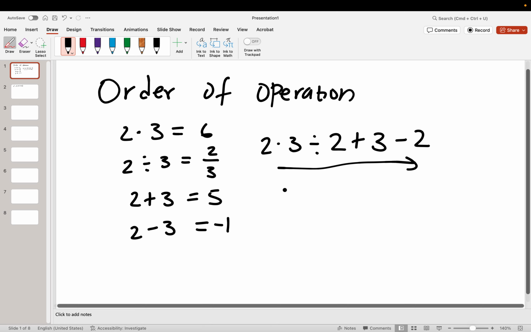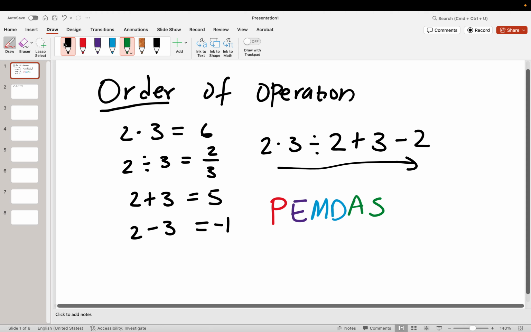In order to make sure that we have an answer that is universally correct, we came up with a specific order to follow. And the order that we follow is essentially called PEMDAS. And I'm going to color code it. So P is the one with the highest order, so we always do P first, and then followed by E, and then we do M and D together, and then we do A and S last.